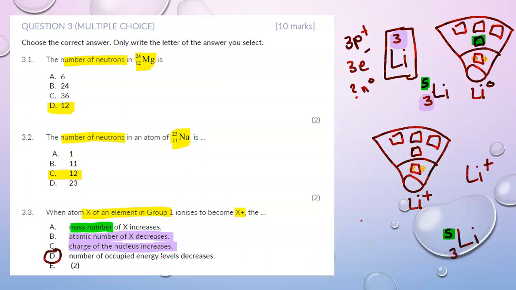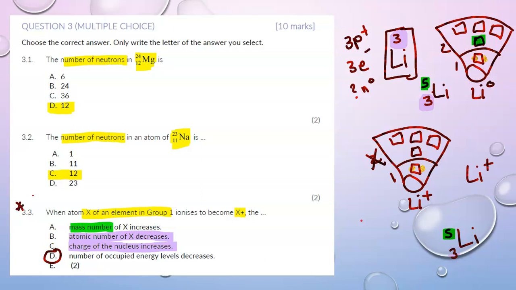The number of occupied energy levels decreases, and I sort of showed it there. If we look at the neutral lithium, she occupies energy level 1 and energy level 2. But when she gives one of her electrons, the valence electron, away, energy shell number 2 suddenly is empty. So lithium 1+ only goes up to the first energy level. So 3.3's answer is D. This one was quite involved.